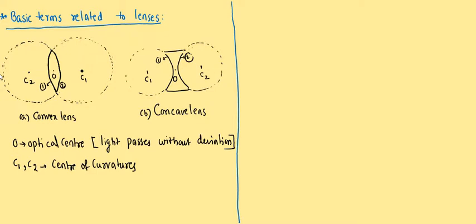And next, the line passing through the centers of curvature and the optical center. For example, this is a line. It passes through the center of curvature and the optical center. This line is called the principal axis. We can also draw it for this lens. This is the line passing through the center of curvature and optical center. That line is called the principal axis. That is one more term, the principal axis.